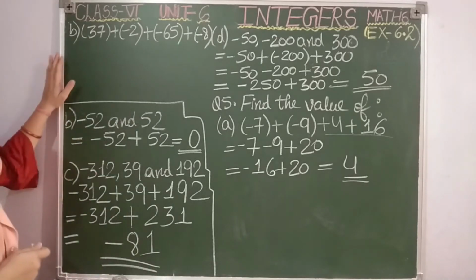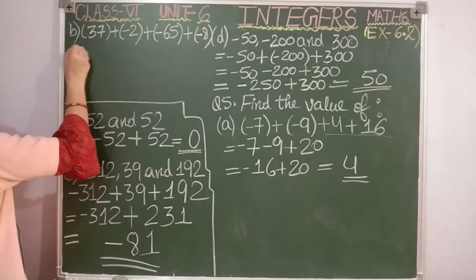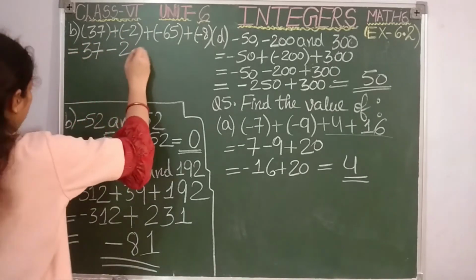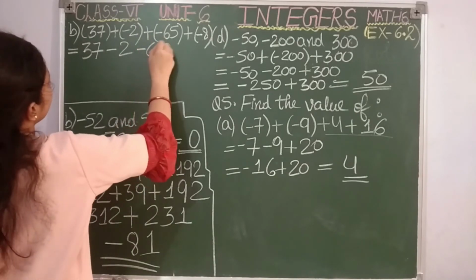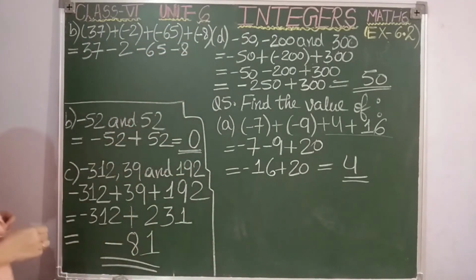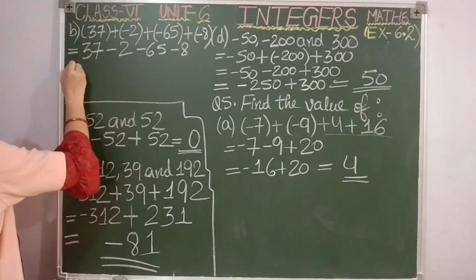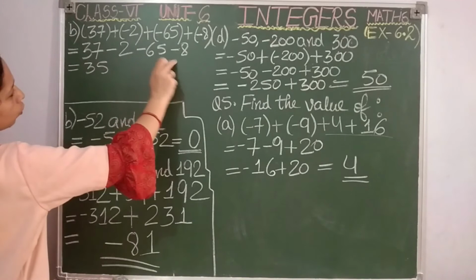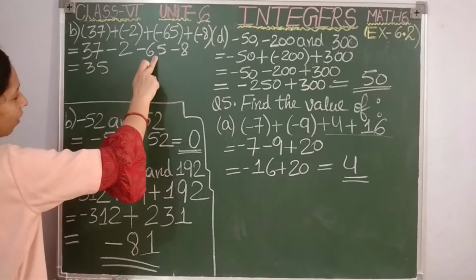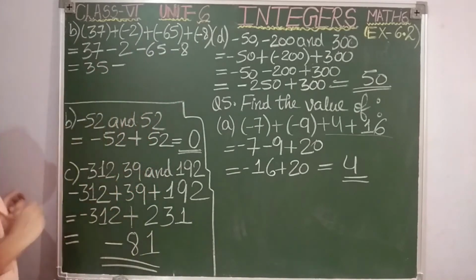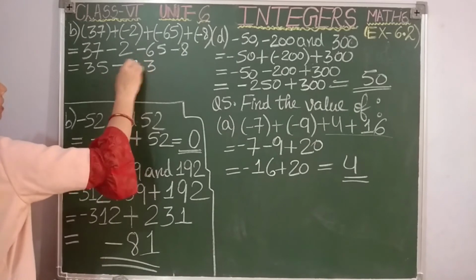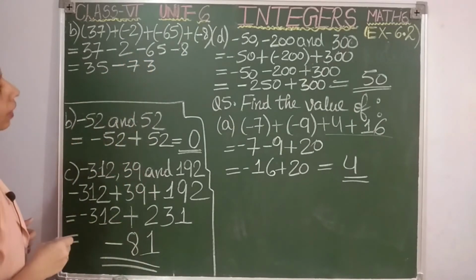So students, point number B, again find the value of. So take out the values from the bracket: plus minus minus, plus minus minus, plus minus minus. Now let us solve these two first. 37 minus 2 will give me 35, and let us solve this two also. Minus minus plus, 65 is the greater number with negative sign. So I will write the negative sign in the answer also. Just add them: 6 plus 7, 73 I am getting.